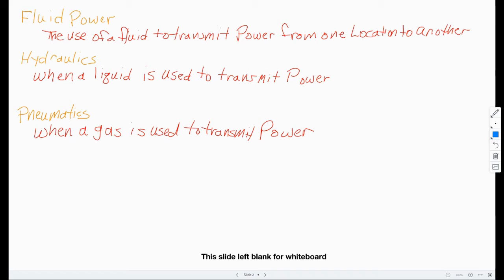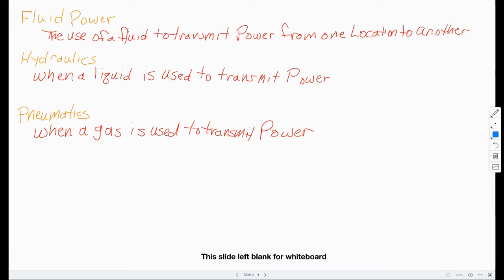Hydraulics is when a liquid is used. Hydro, think of water. But generally we don't use water. Generally we use some form of light oil. But it's when a liquid is used to transmit power. Pneumatics, when a gas is used to transmit power. And in pneumatics, generally it's just compressed air, although I have seen nitrogen used in the past as well.